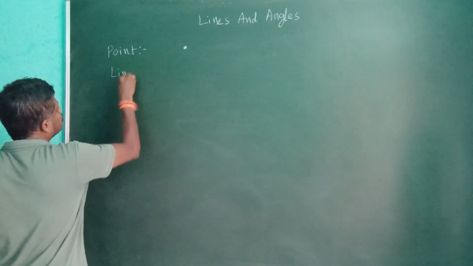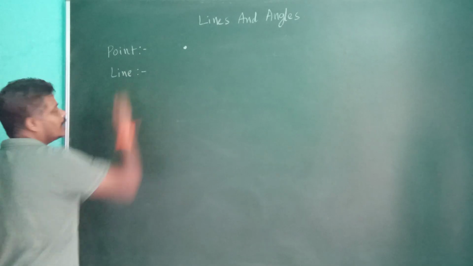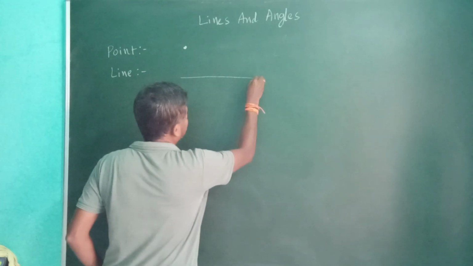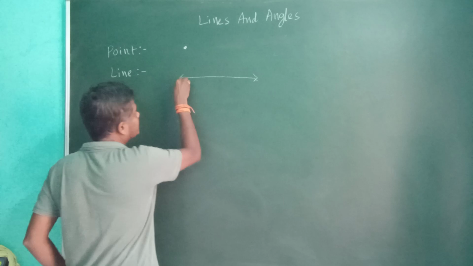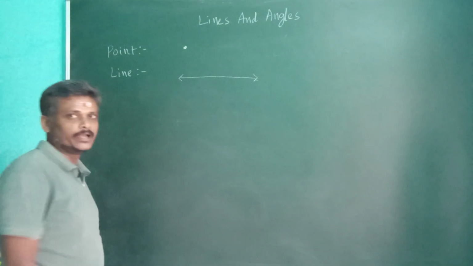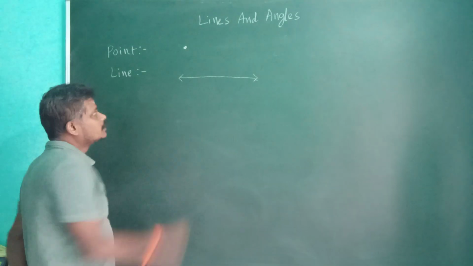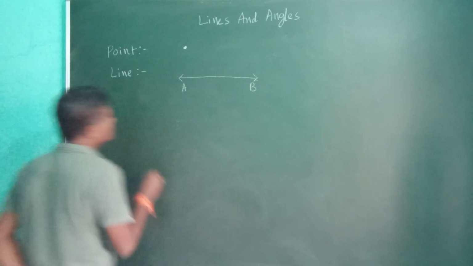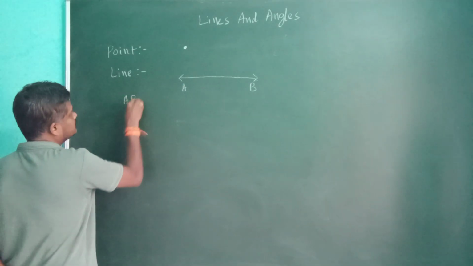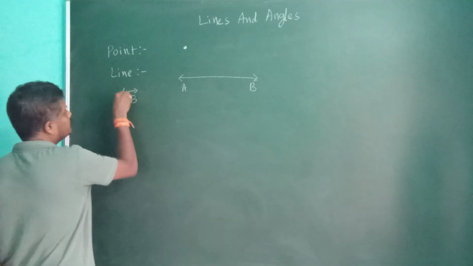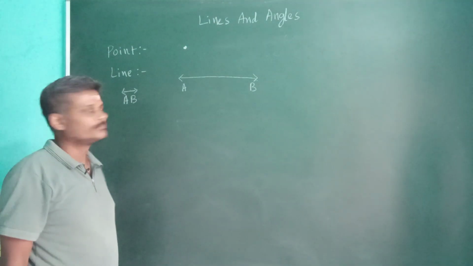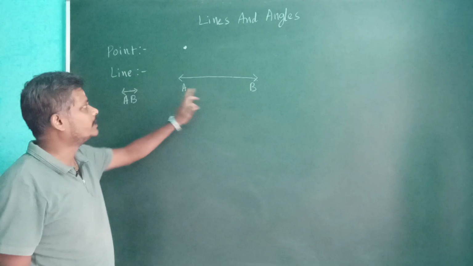Line. A line is a breadthless length which has no starting point and ending point. So this is a line. This is a line AB. It is represented as AB with a line indicated by arrow marks. Here it has no starting point and end point.